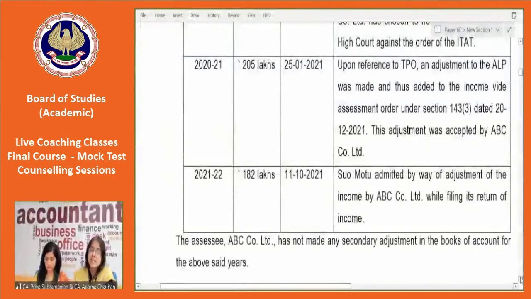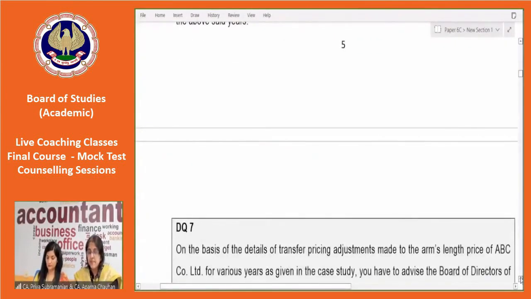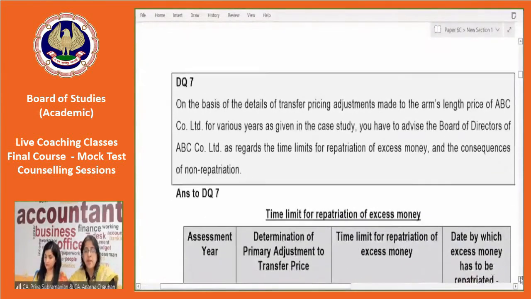In the second case, assessment year 20-21, there again is an adjustment of 205 lakhs. In this case, the AO has made the adjustment and it was accepted by ABC Limited. For 21-22, it decided that it would suo moto make the adjustment while filing the return. So the assessee has not made a secondary adjustment in the books of accounts for the above. This is the information. Questions? The first is a descriptive question for 7 marks.